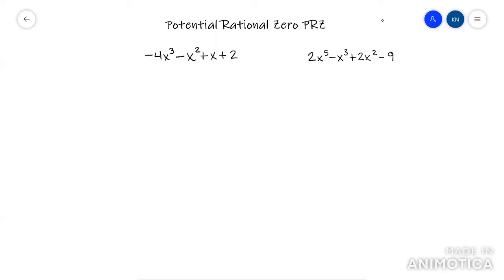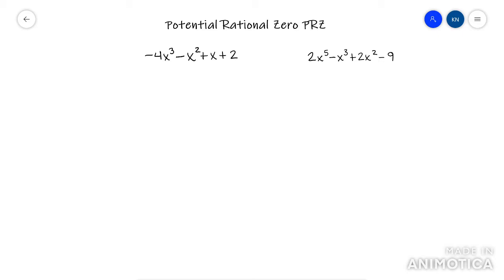This video is going to cover PRZ, or potential rational zeros. It's something that's useful for getting to synthetic division. It would tell you the number that goes here, and you should understand more about what I'm referring to as we go along, but here's how you do it.